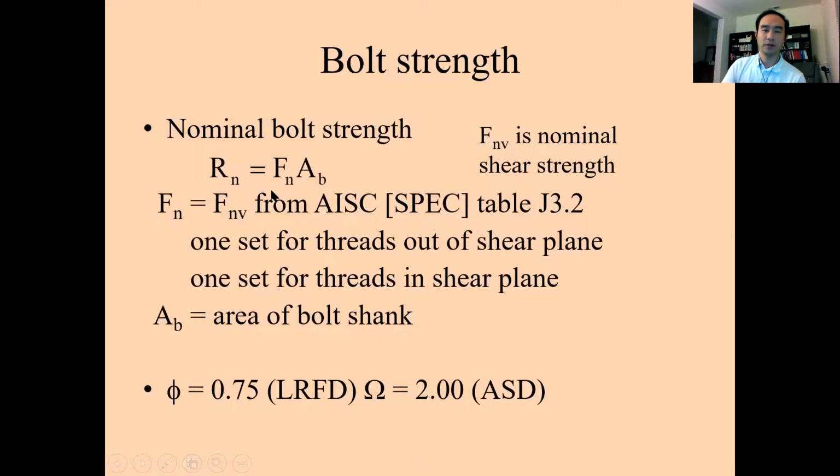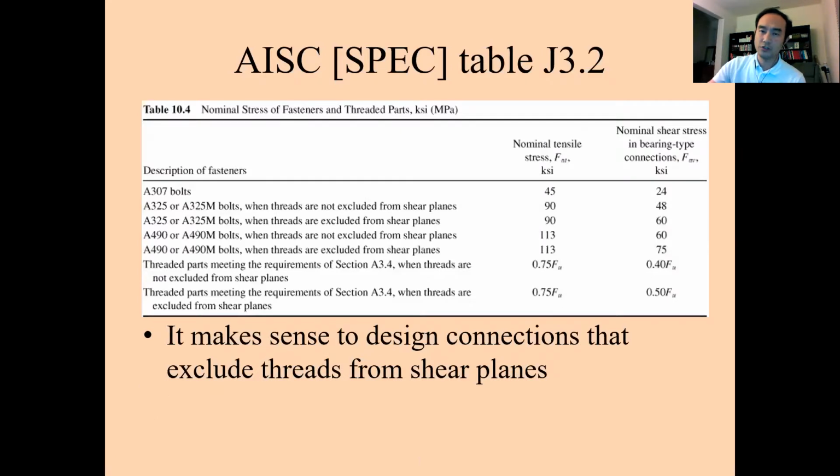Typically, it is a very simple equation: Fn, that is the strength of the bolt coming from Table J3.2, and Ab, that's the area of the bolt in the shank portion. Depending on the design philosophy, LRFD and ASD, we have two different factors, right? The phi factor for the bolt strength calculation is 0.75, and the omega factor for ASD is always 2.0. So this Table J3.2 is important to estimate the capacity of the bolt.